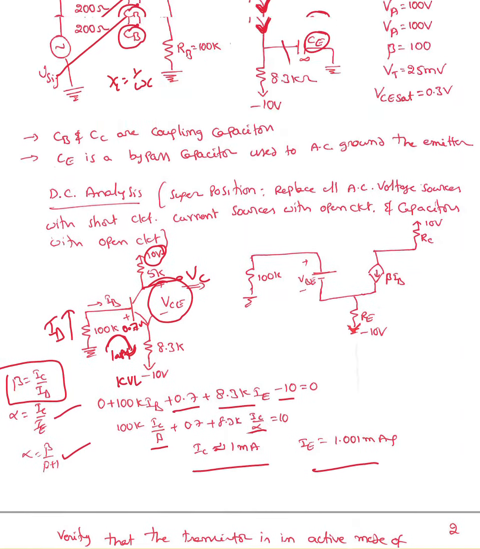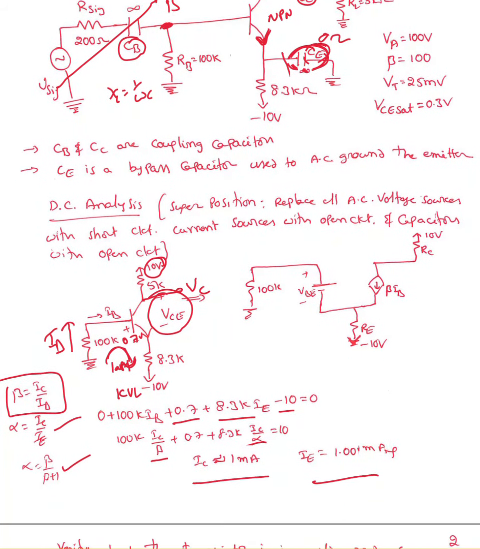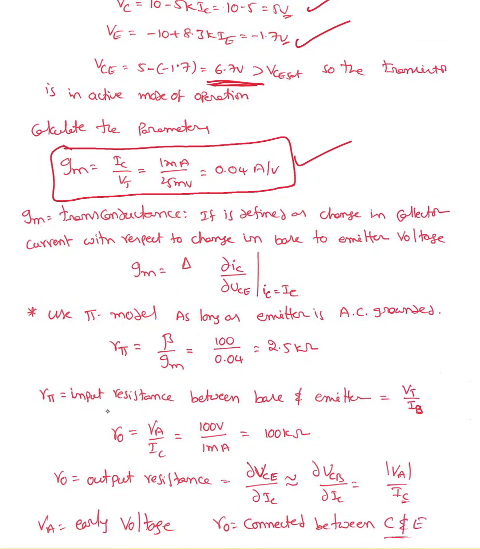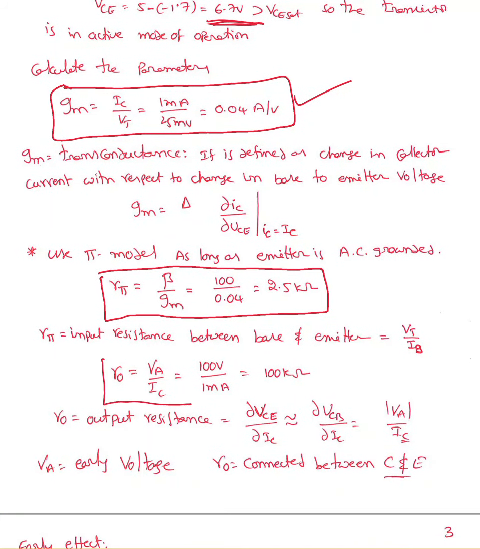So in this given circuit, while doing AC analysis, this CE capacitor is going to act like a short circuit. Since it's a short circuit, this is 0 ohms in parallel with 8.3 kilo ohm, so there won't be any effect. So your emitter is directly grounded. If that is the case, we can use the pi model. That's what we are doing. So while doing pi model, you need to use r pi, which is beta over gm, and we can find r naught, which is output resistance, VA over IC.